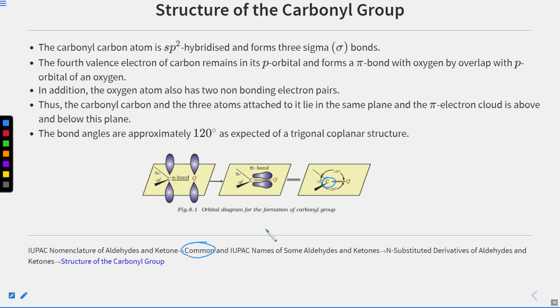In the next class, we will see how this bond formation affects the nucleophilicity of the carbon that is attached as a double bond to the oxygen. Clear? Okay, so we will continue this in the next class. Thank you.